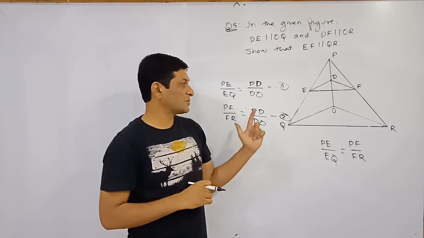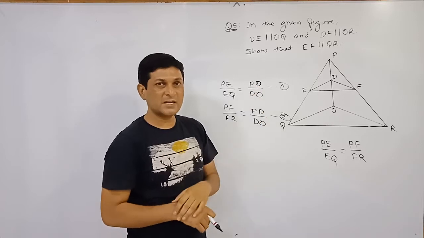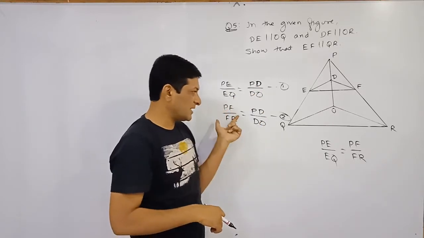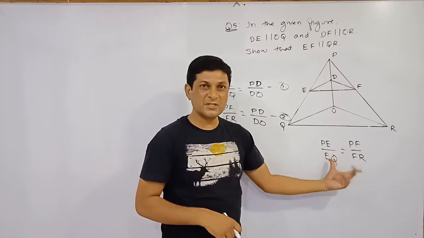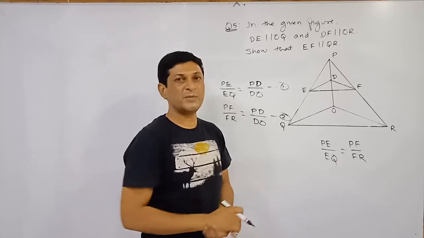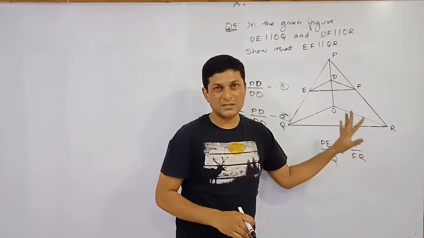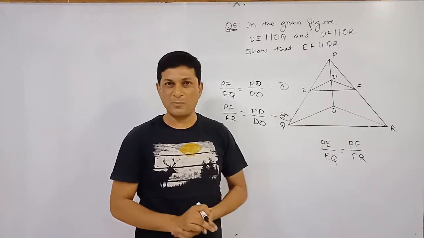If you observe these two equations, check whether their right hand sides are equal. Since the right hand sides are equal, we can say that the left hand sides are equal. If these ratios are equal, then the converse of BPT says that EF is parallel to QR. So hope you have got all these points. Try to represent it in a proper way.